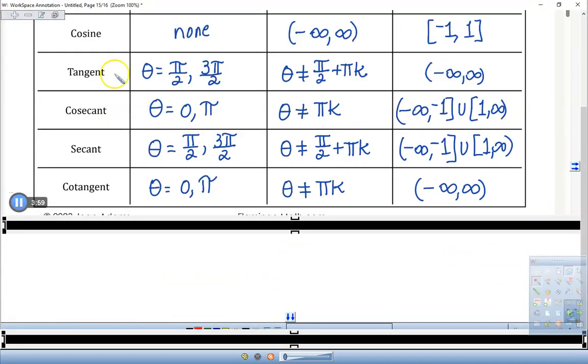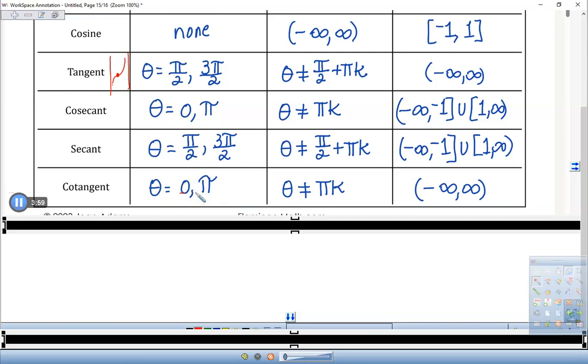So for these, tangent had a 0 at 0. So if it's 1 over 0, that's going to be my asymptote. All right? So I guess maybe copy these down.